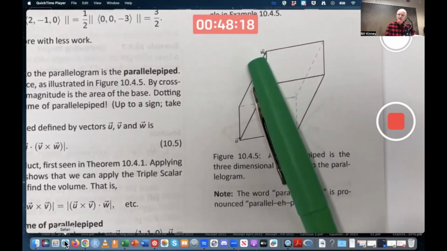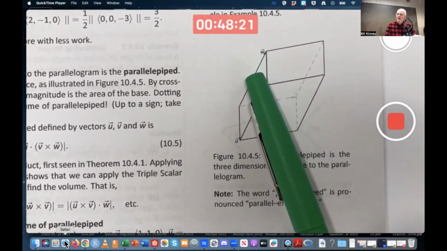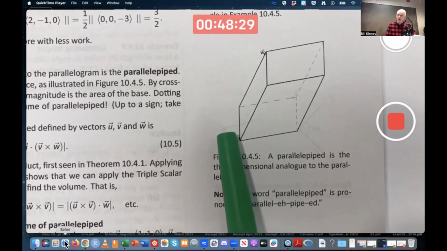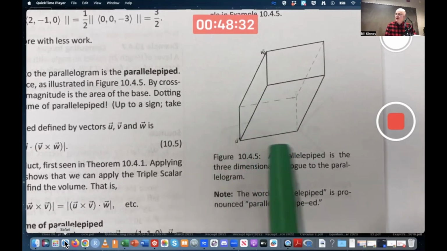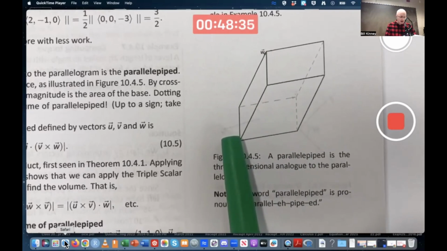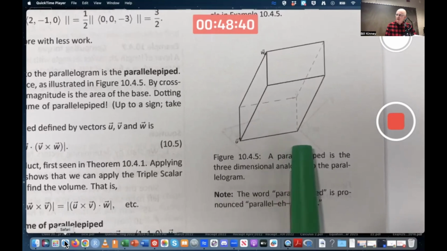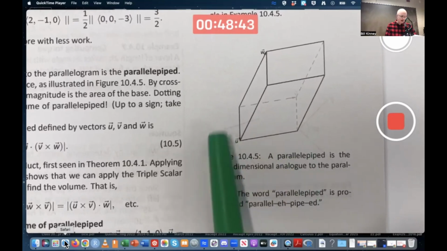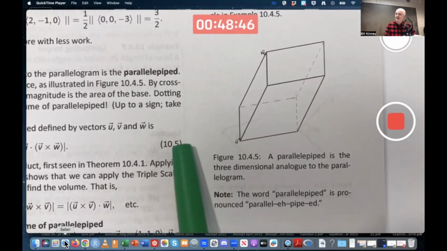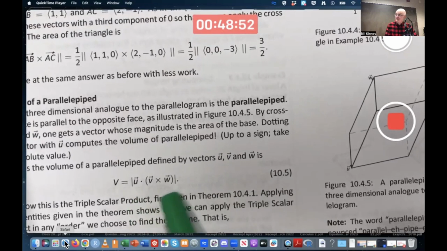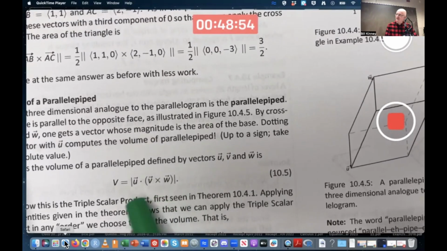U, V, and W are 3 vectors that are not all in the same plane. It's called linearly independent for those people who know linear algebra. If you have 3 linearly independent vectors, not all in the same plane in 3 dimensions, they span a parallelepiped. You can make a three-dimensional object spanned by those 3 vectors. What's the volume of that? It's the absolute value of U dot V cross W, the triple scalar product there. Amazingly.